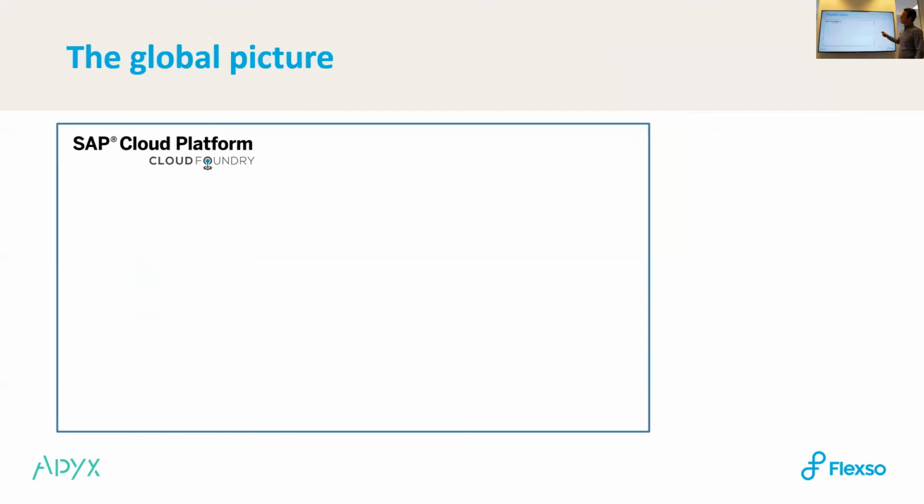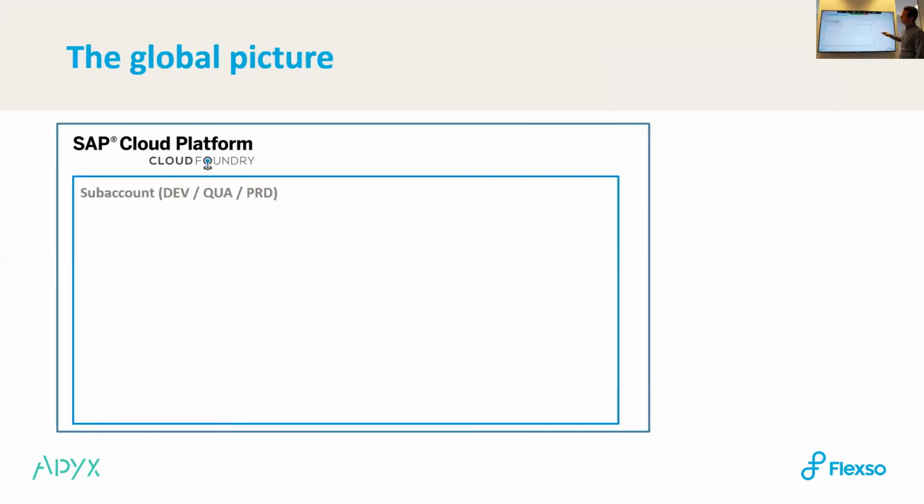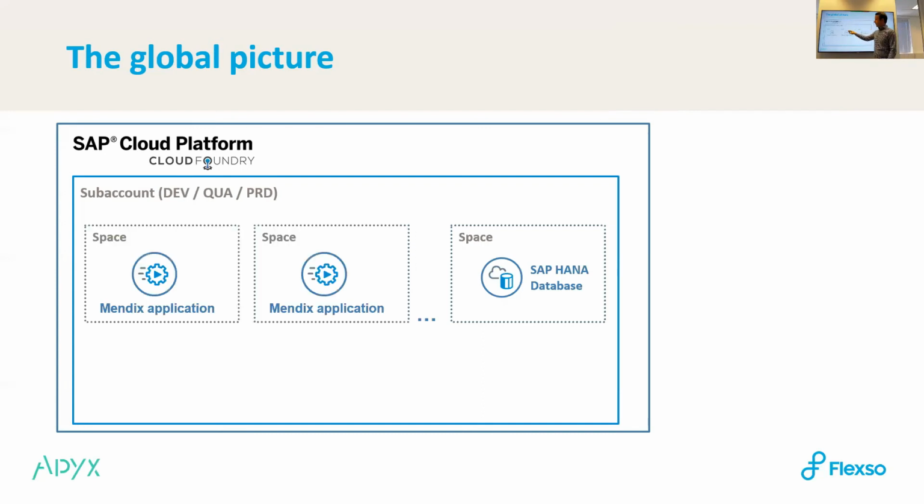You need a cloud platform subscription, and there we will have a sub-account per environment, for example quality and production. In this sub-account, we have a space where we have a SAP HANA database instance running, and this database will be shared. And we have additional spaces per application. In this case, we have 2 applications, each running inside their own space. And we want these applications to reuse the same database. So we will create a shared database instance that we can reuse over all applications within our sub-account.